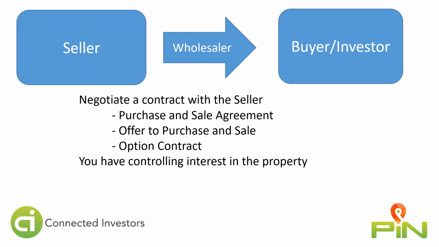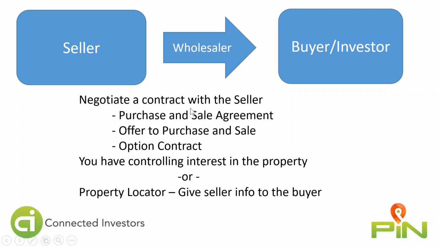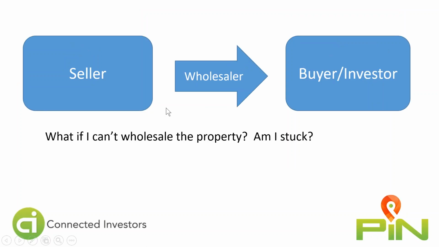And I'll talk about that here in just a minute. So let's move on. You get controlling interest in that property, and then you're basically, as I mentioned, a property locator. You're giving the seller info to the buyer and collecting some type of finder's fee or professional services fee, whatever you want to call it, right? Now, in addition to that, you say, well, what if I can't wholesale the property?